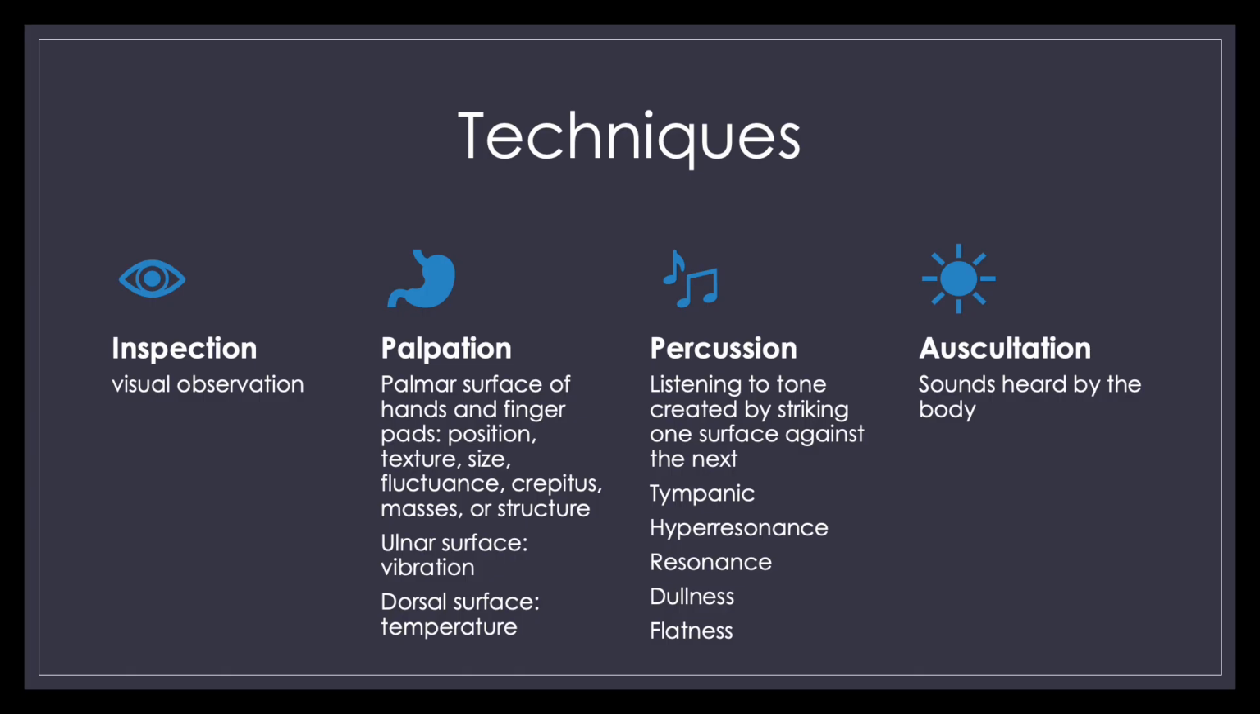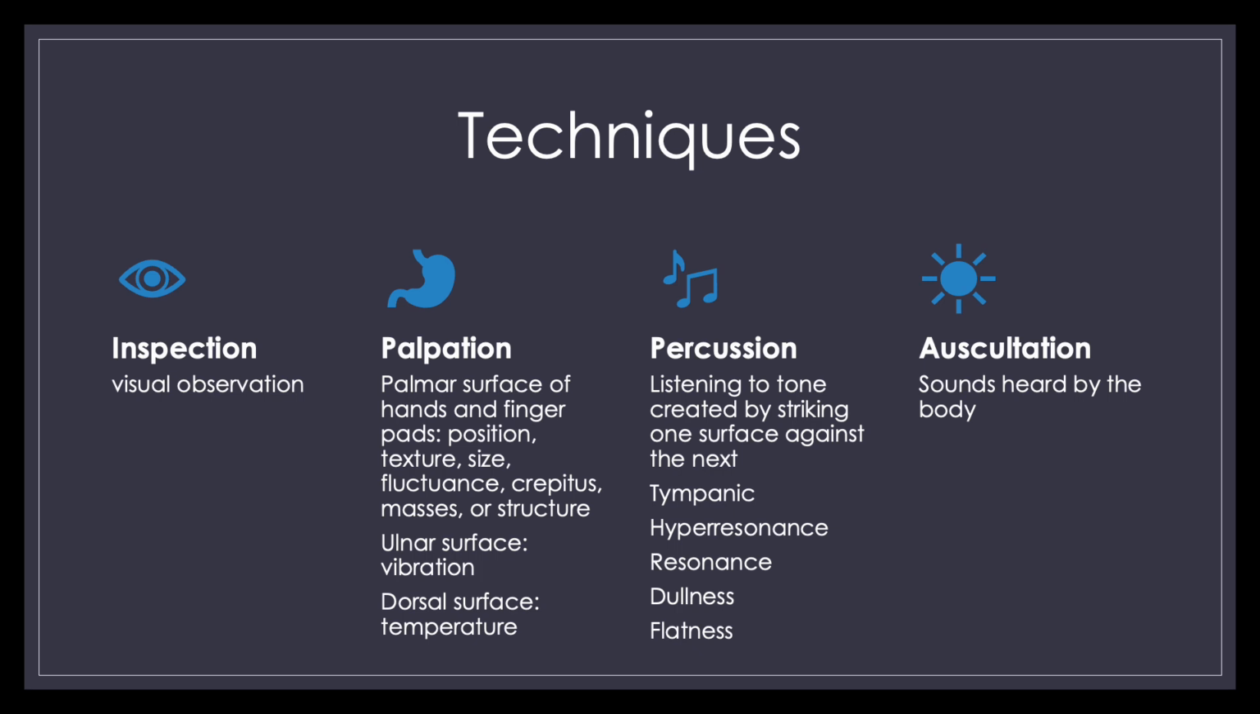So inspection is our visual observation. Palpation is the palmar surface of our hands and finger pads to assess position, texture, size, fluctuance, crepitus, masses, or any sort of structure, using the ulnar surface of our hand to sense vibration, or using the dorsal surface of our hand to sense temperature.